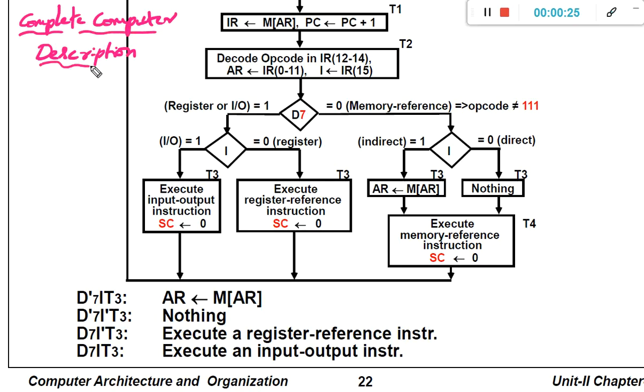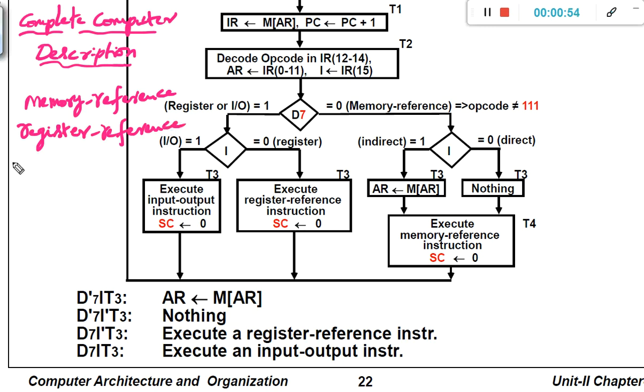Before moving on to this particular concept, let us once again verify the previous flowchart which we have seen for determining the type of the instruction. So basically, what are the three different types of instructions we have considered? Memory reference instructions, register reference instructions, as well as input output instructions.